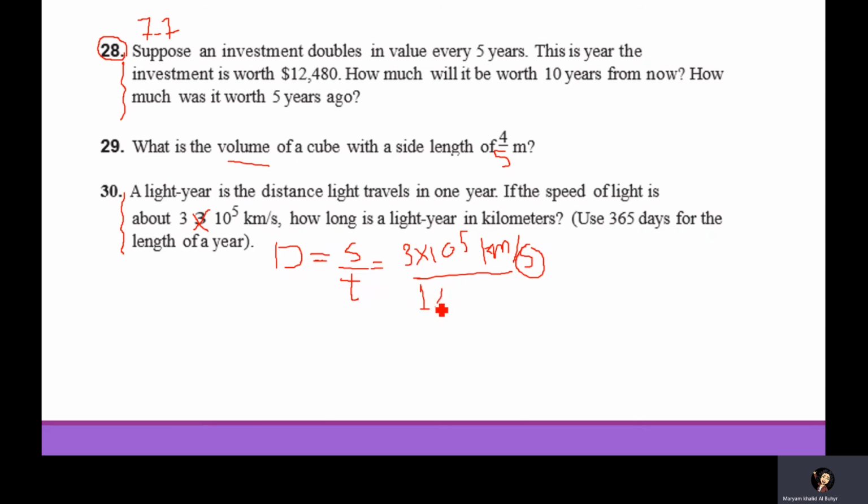So 1 year, to convert 1 year into seconds. In 1 year, there are 365 days, 24 hours per day. Now I will multiply this. Instead of this 1 year, I will write 365.